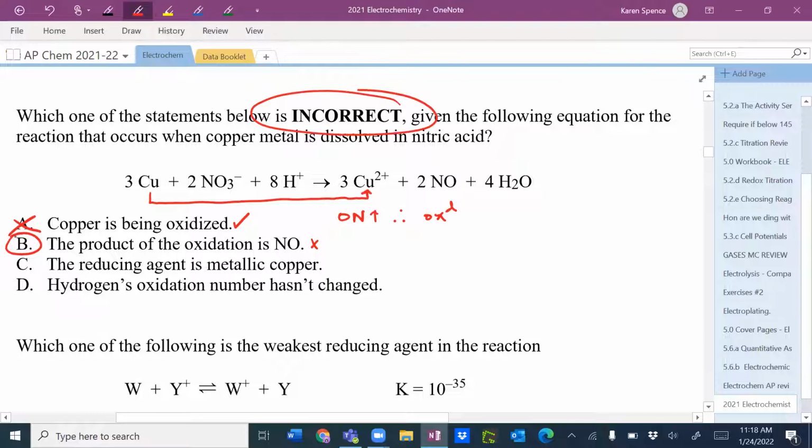The reducing agent is metallic copper. Reducing agents are oxidized. Oh, look, it got oxidized. So our reducing agent gets oxidized. I know it's the reverse of what one might think. And then hydrogen's oxidation number hasn't changed. It's +1. When you have hydrogen in a compound, it's always going to be plus, unless you have a hydride, but you'll never have those. So don't worry about that. So yeah, it is B.